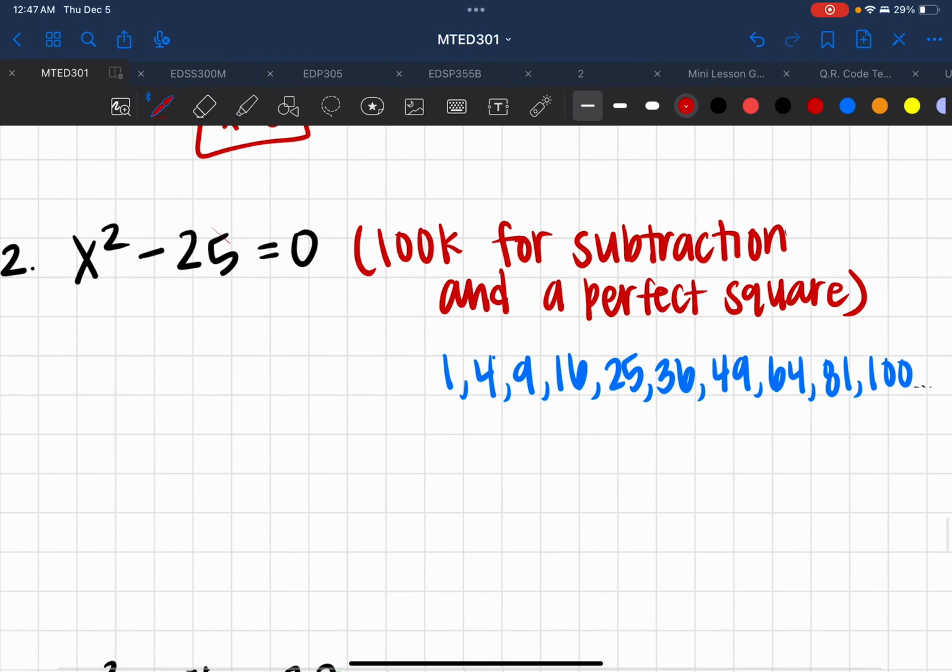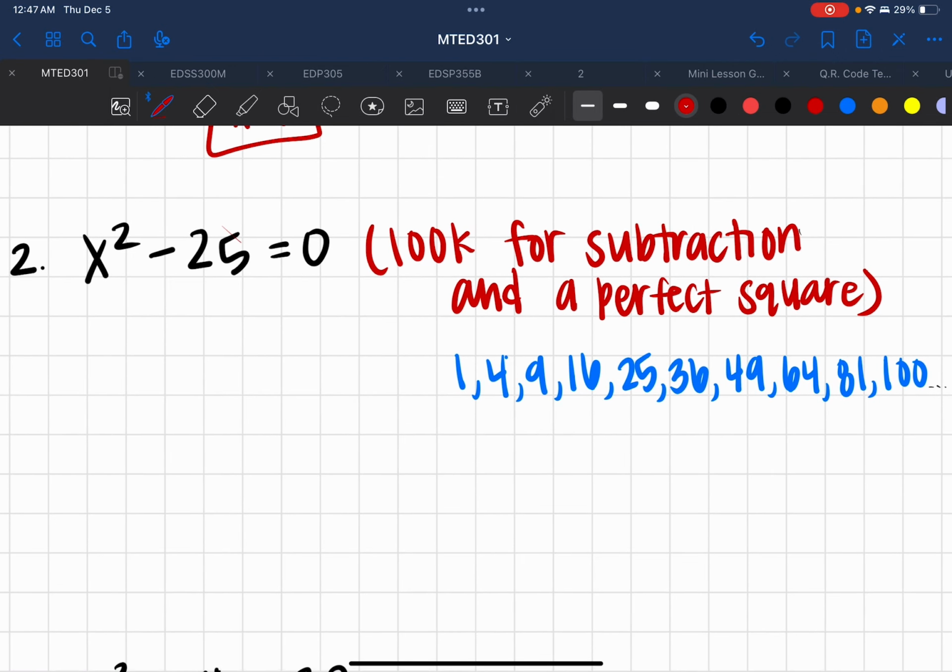It says x squared minus 25 equals 0. So I'm seeing it says look for subtraction and a perfect square. So when I see this subtraction sign and I recognize that this number is a perfect square, I know that I can use my difference of squares method.